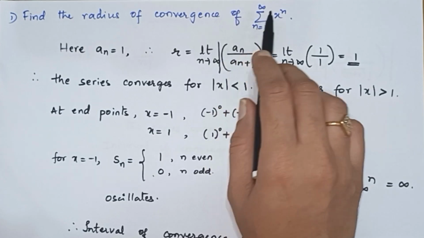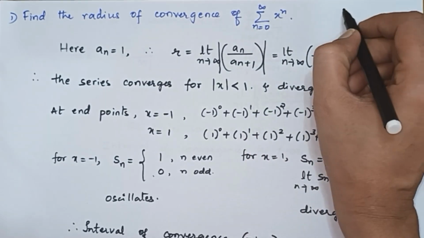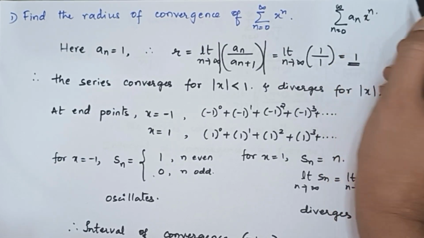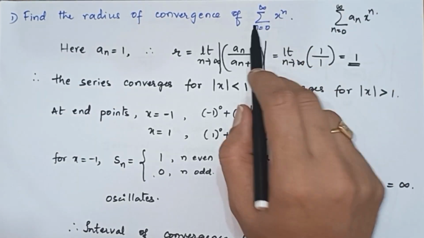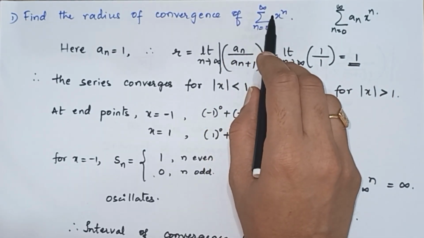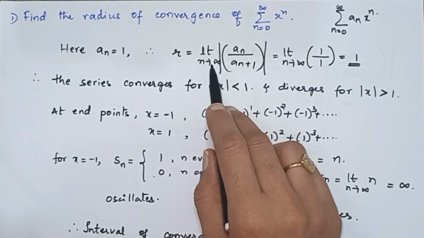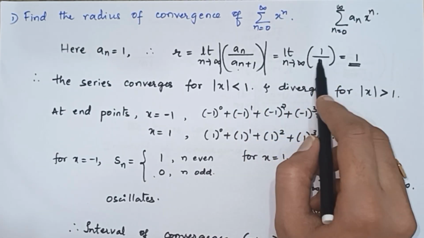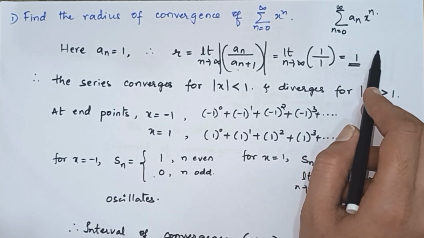Find the radius of convergence of this power series. First, you have to compare this with the standard form of the power series, the sum from n equal to 0 to infinity of an x to the power n, or x minus c to the power n. Here the center c is 0 and an is constant, equal to 1. Let us find the radius of convergence: limit n tends to infinity of modulus of an by an plus 1 gives you limit n tends to infinity of 1 by 1, which is equal to 1. So we got a radius of convergence that is a finite and unique value.